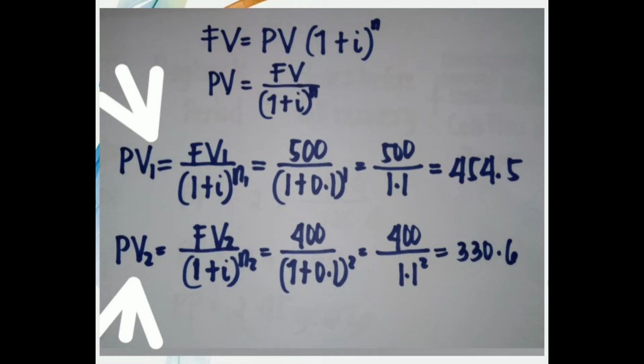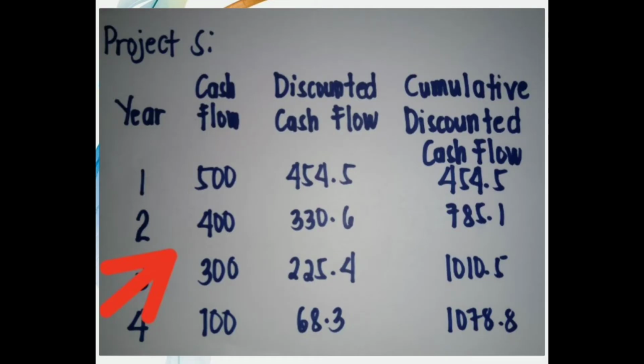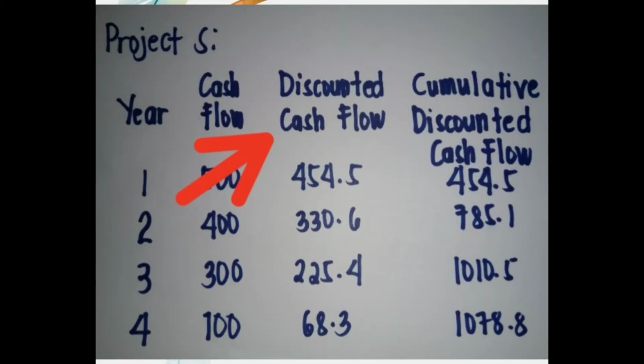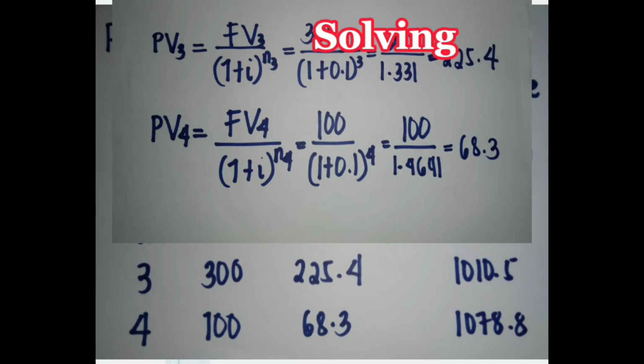PV2 is equal to FV2 divided by 1 plus i raised to n2. The future value in year 2 is 400, and we divide it by the quantity of 1 plus 0.1 raised to 2. So, 1.1 raised to 2, and when we divide 400 by 1.1 squared, it becomes 330.6. I will flash on the screen how the discounted cash flows for year 3 and year 4 were obtained.